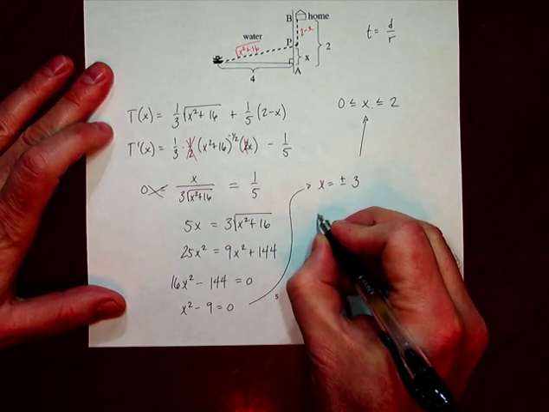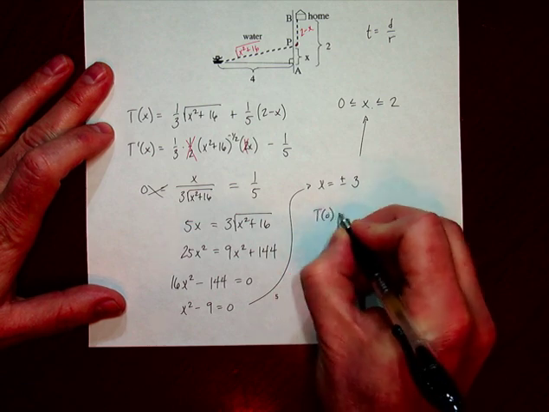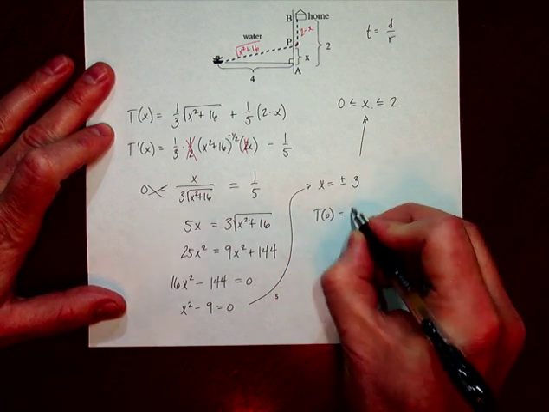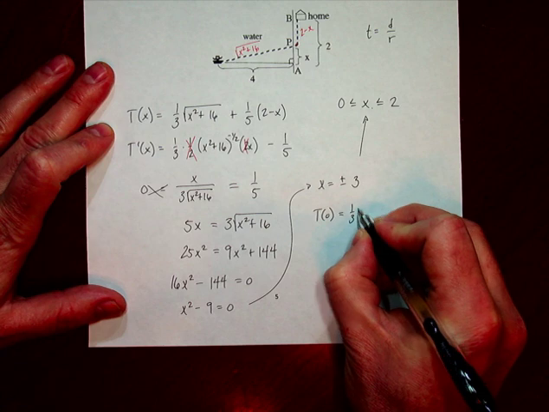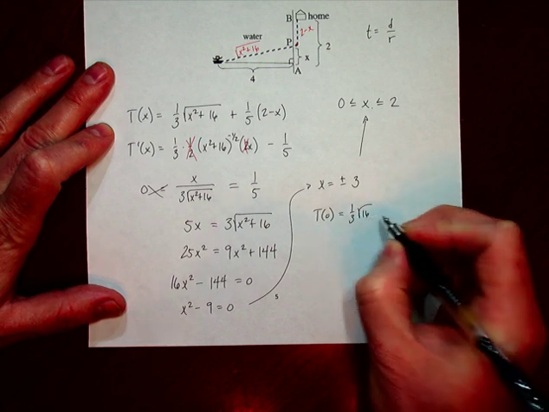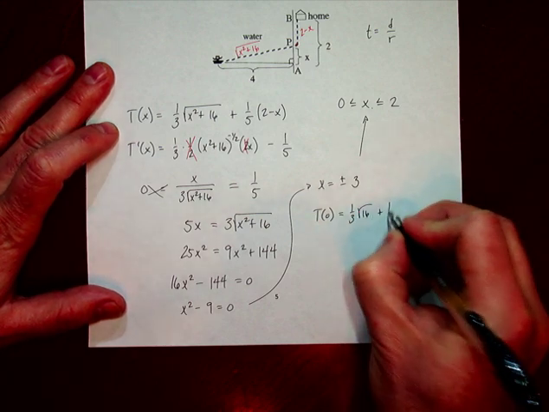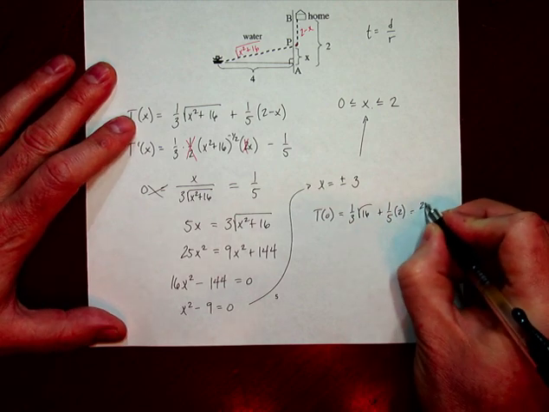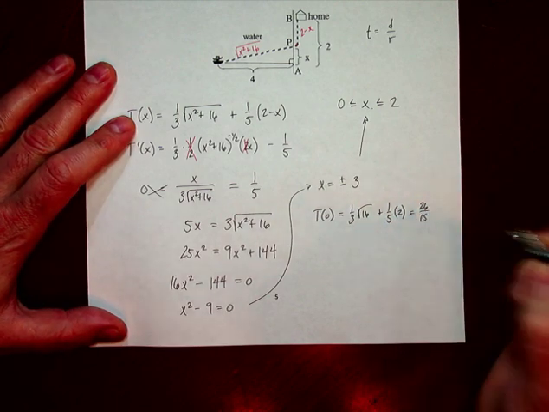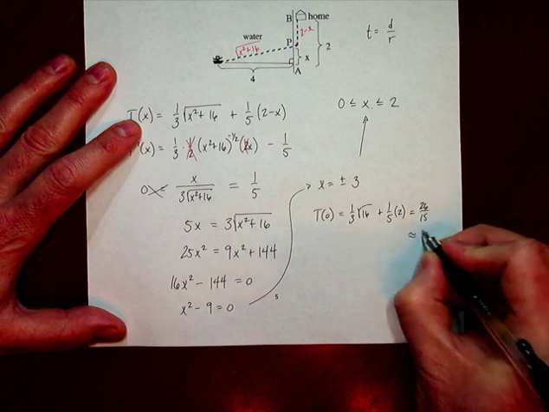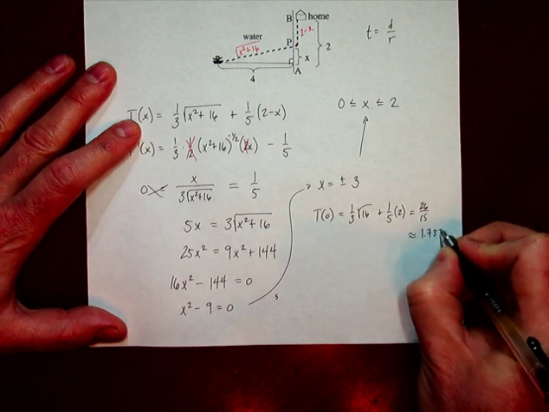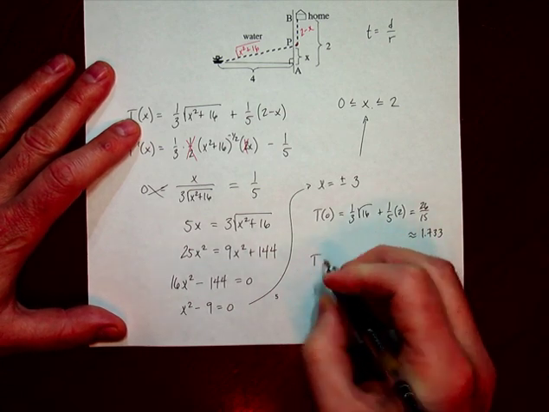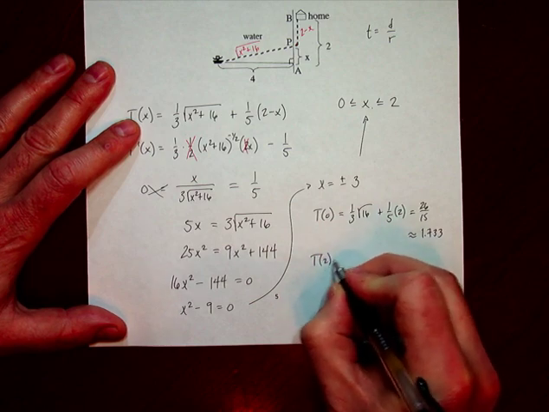And so what we need to do is evaluate t of 0, and that's going to be 1/3 times the square root of 16, which is of course 4, and then 1/5 times 2. Well, that's going to be 26 over 15, and we know that that is equal to 1.733.